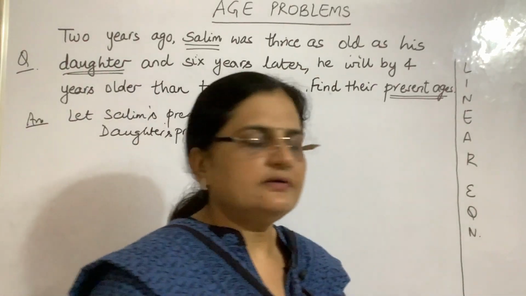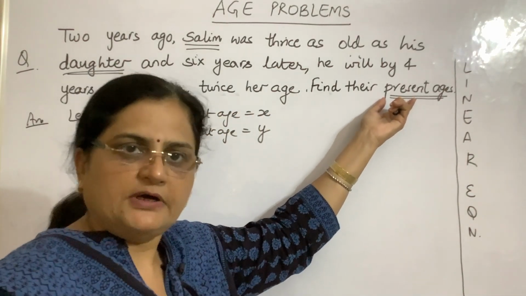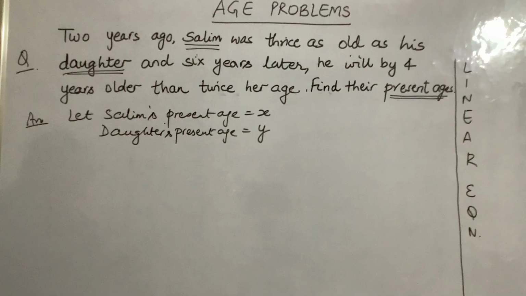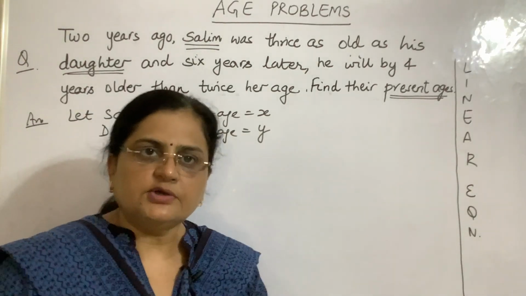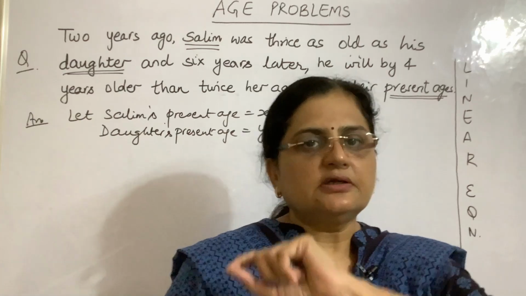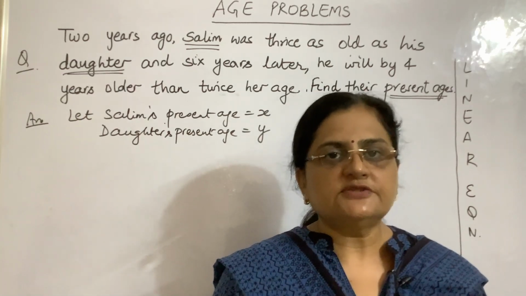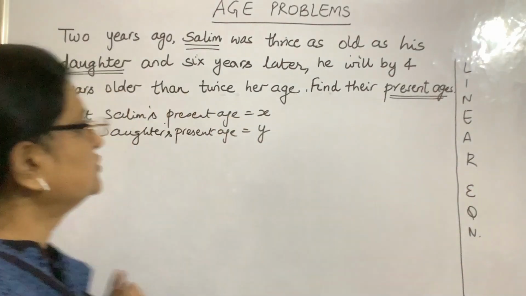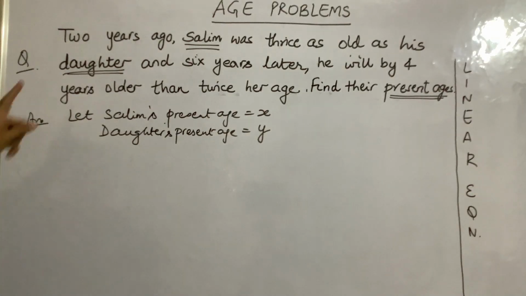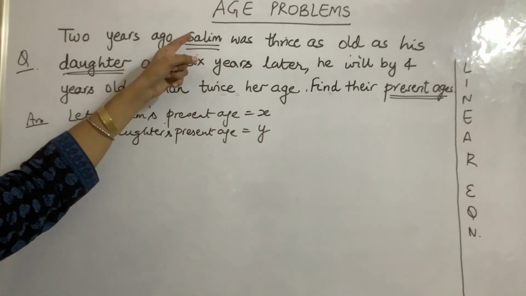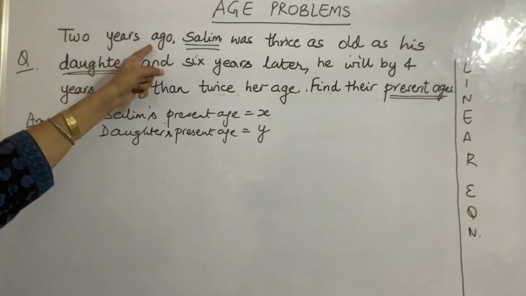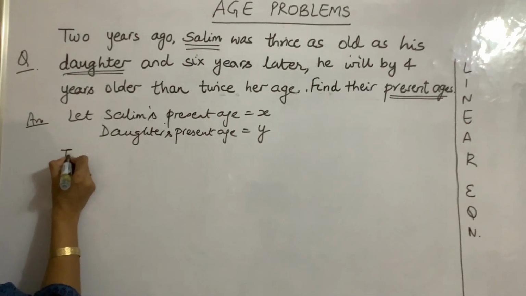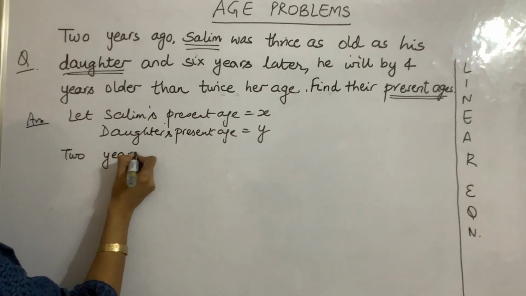So we are starting from what has to be found out. And how many variables? Two variables, Salim and daughter. Now my advice is first form a word equation instead of directly forming a mathematical equation. First form a word equation and then put the values of the corresponding variables. So how to form the word equation? 2 years ago, Salim was thrice as old as his daughter. So first we will talk about 2 years ago.